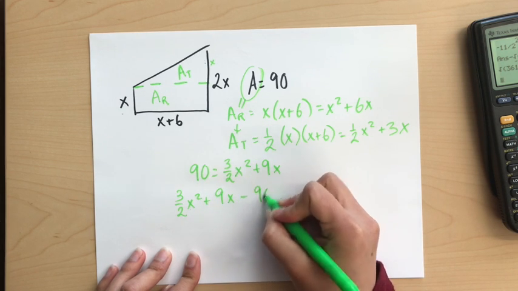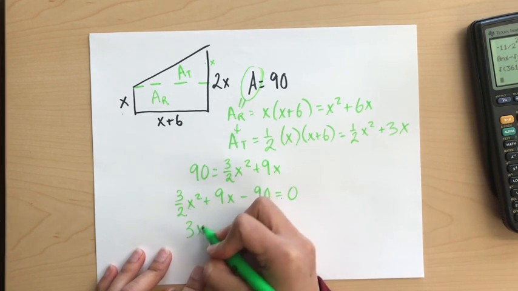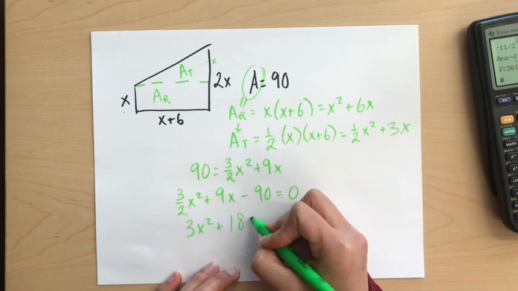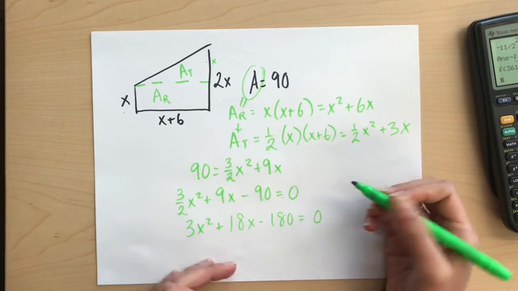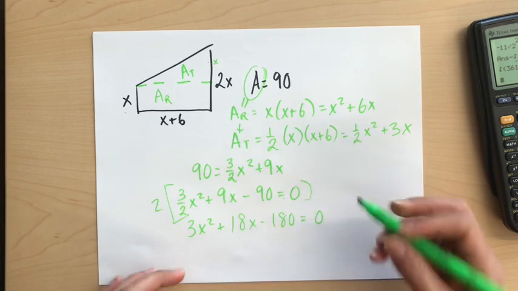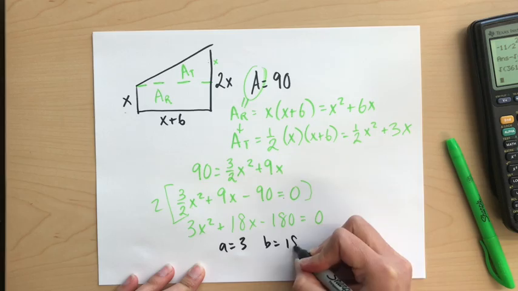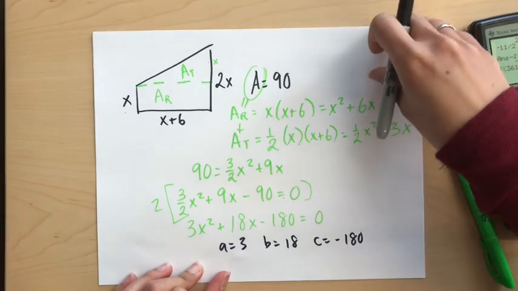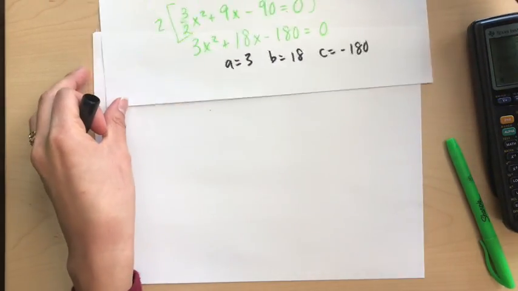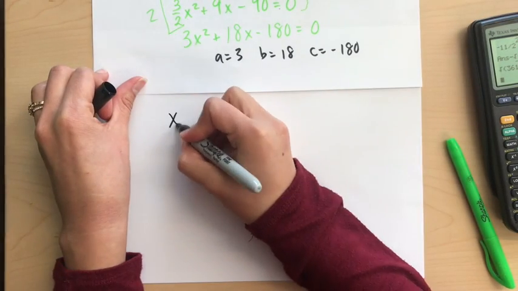So then I kind of rearrange this, so I have all my terms on one side, the other side is equal to 0, and then I'm just going to multiply everything by 2 because I just don't want to deal with that fraction. So I'm going to multiply all my things by 2, so I end up with 3x squared plus 18x minus 180 equals 0, where a is 3, b is 18, c is negative 180. Perfect. Okay, so we're going to plug this into the quadratic formula.